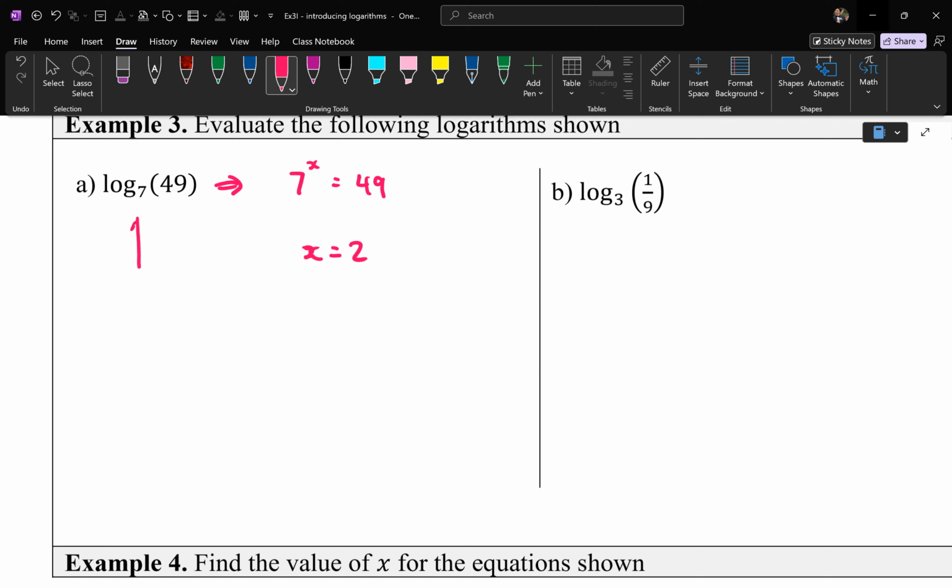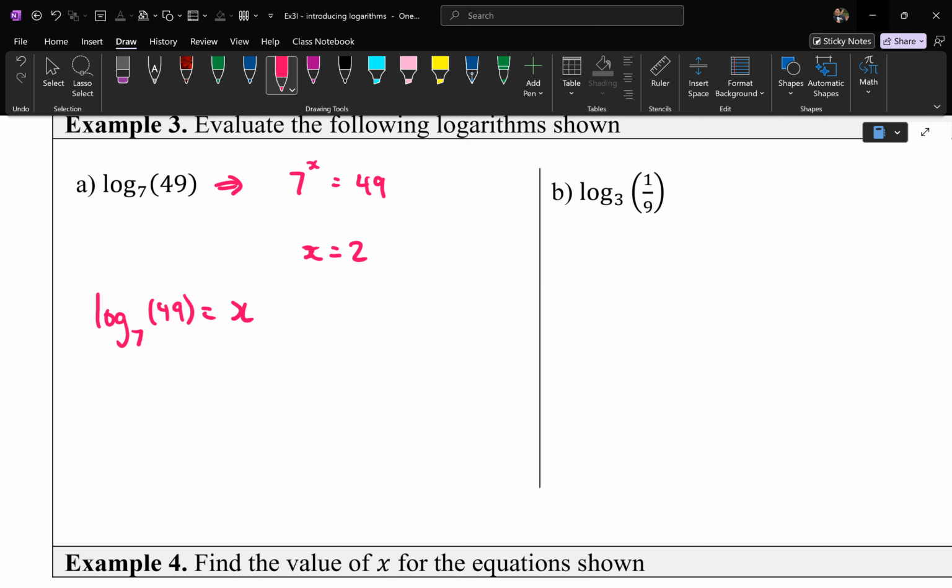Okay, if you didn't know that, you can make it up. You can make an equation for yourself. You could have done log 7 of 49 equals something, and then do what I just taught you, and you would be able to get to this step. Okay? So it's about interpreting. That's today's goal, interpreting the log. Let's do this one. What about log 3 of 1/9?